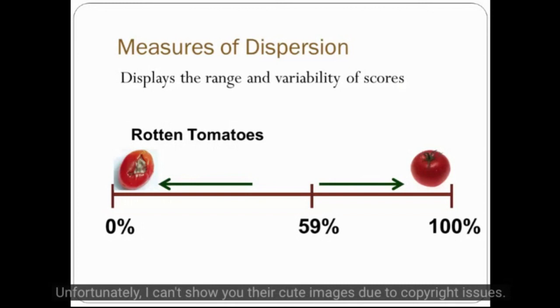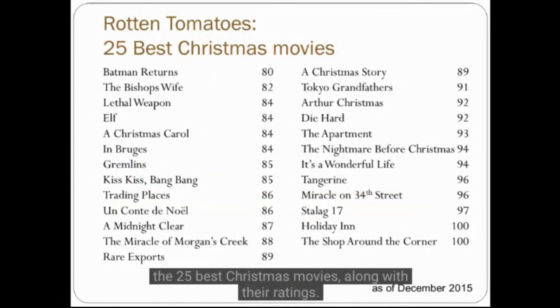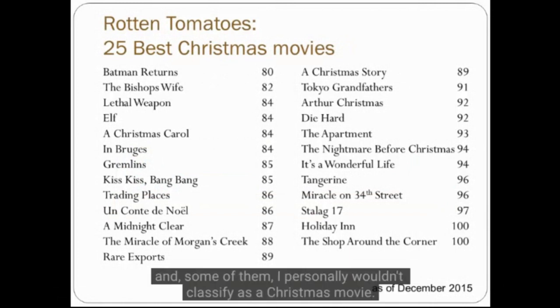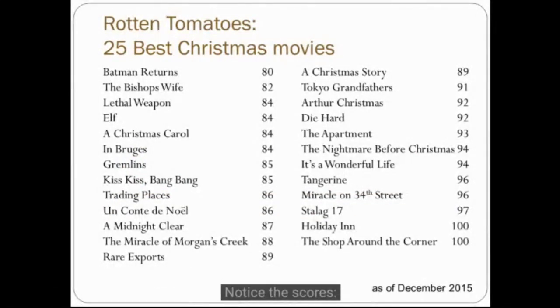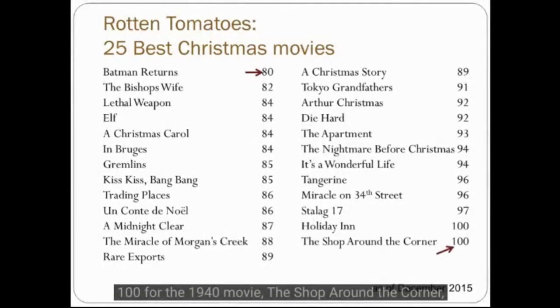Unfortunately, I can't show you their cute images due to copyright issues. Here is the list of movies that Rotten Tomatoes identified as the 25 best Christmas movies, along with their ratings. Now, some of these movies I've never heard of, and some of them I personally wouldn't classify as a Christmas movie. Notice the scores. The lowest score listed for this data set is 80 for Batman Returns, which came out in 1992, while the highest score listed is 100 for the 1940 movie The Shop Around the Corner and the 1942 movie Holiday Inn.